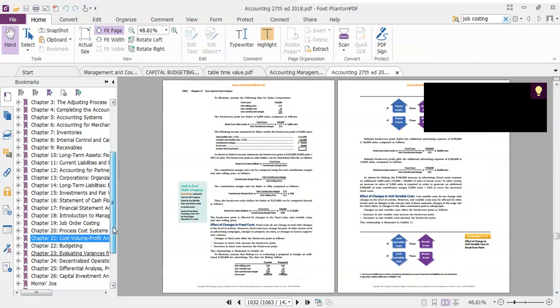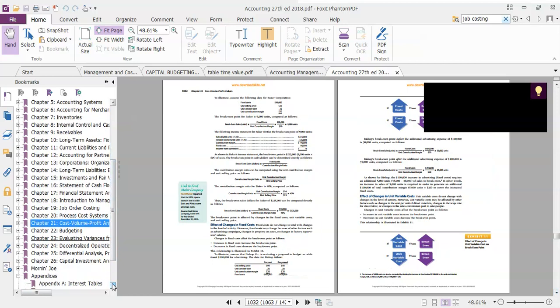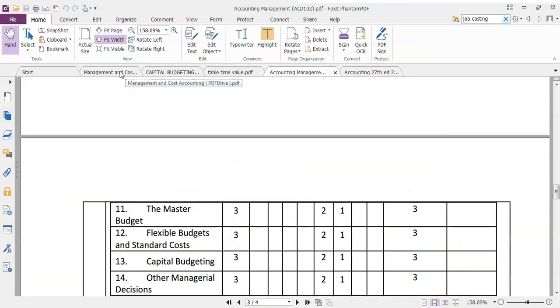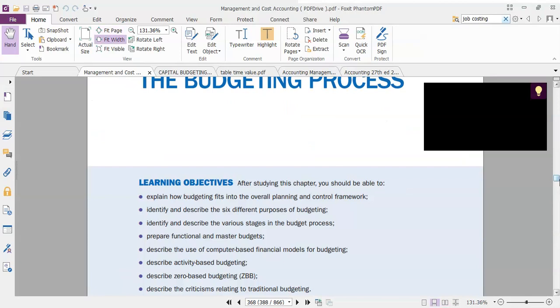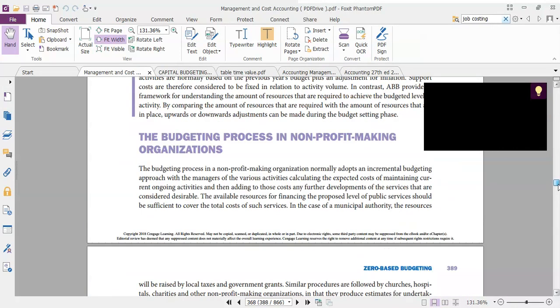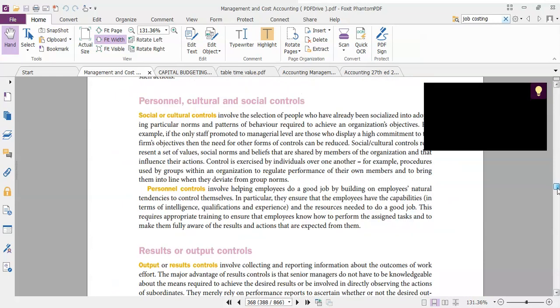So what else is the topic regarding flexible budget? Is there flexible budget in here or not? If not, I will give you another. I will give you two references. Okay, the first one is Accounting 27th edition, and another one is Management and Cost Accounting. Okay, here you can also look at the topics that you need to cover for the assignment.